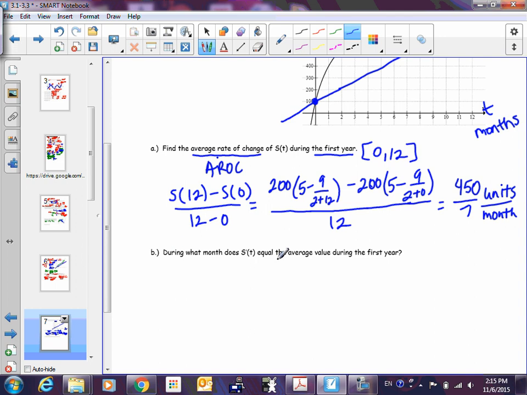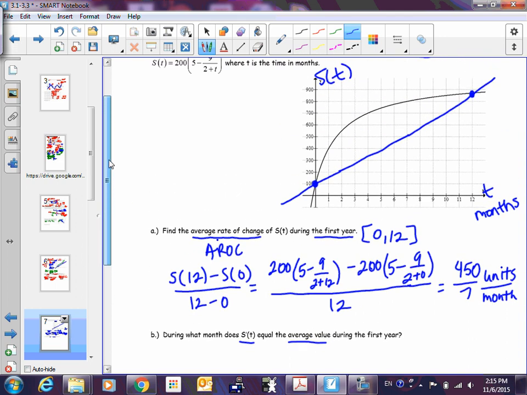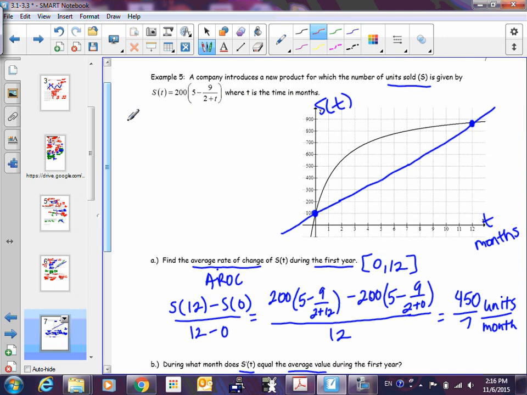Now what we're going to do is answer this question. During what month does S prime equal the average during the first year? So we've got to find S prime. Let's come back up here, and before we find S prime, let's do ourselves a favor and distribute. So 1,000 minus 1,800 over 2 plus t. And I can even do something else, because if I'm going to take the derivative of this, what rule do I have to use as it is right now?